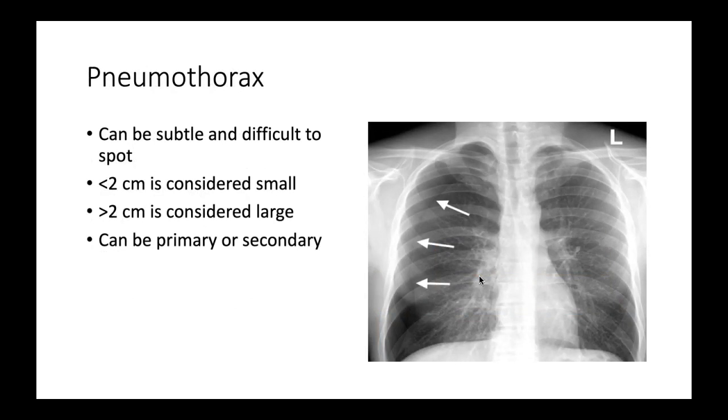Here we have a patient with a pneumothorax. This can be subtle and difficult to spot, but if you look, the arrows show you actually where the lung has collapsed in. Less than 2 centimeters is considered small, greater than 2 centimeters is considered large, and it can either be a primary or secondary pneumothorax. A primary occurs without a known cause and in someone without a known history of lung disease, and a secondary occurs in the presence of known lung disease.